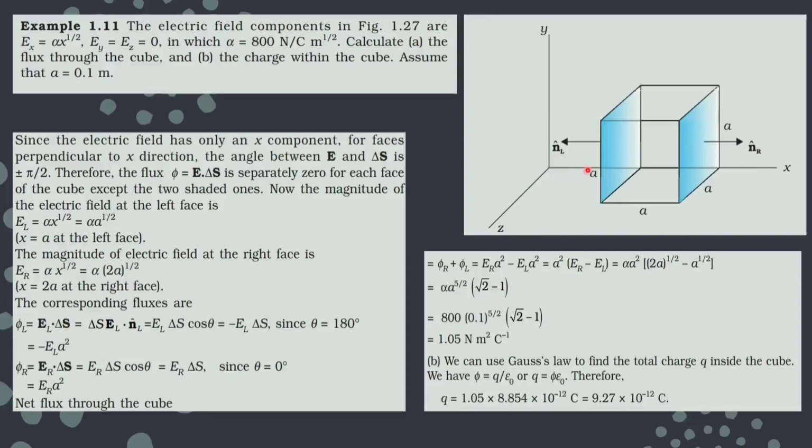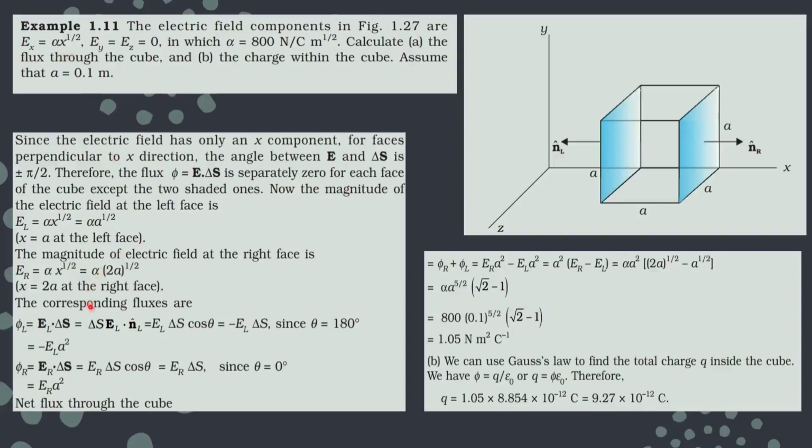And if I take the right face, this distance will become, this is A, and further this side A. So this distance will become twice of A. So the value of x for the left face is equal to A, for the right face it is equal to 2A, and that value of x you have to write in this expression for the electric field, which is equal to alpha x power 1 by 2. I have written the value of electric fields from the given equation.